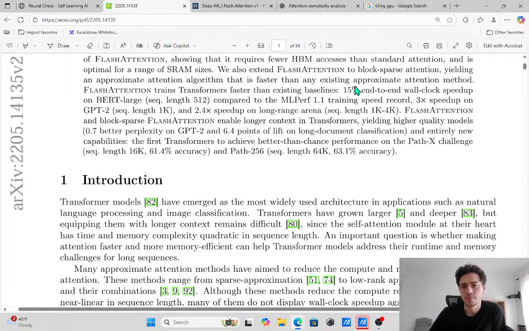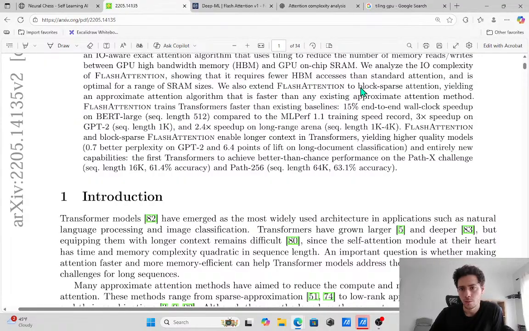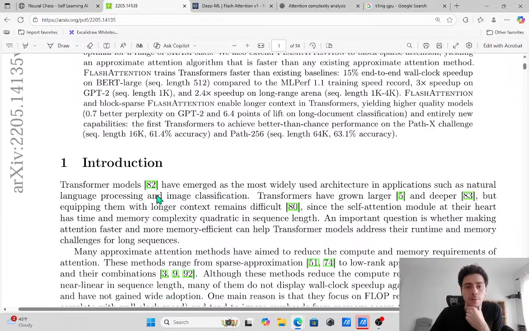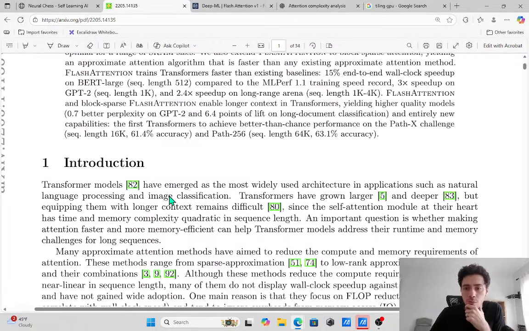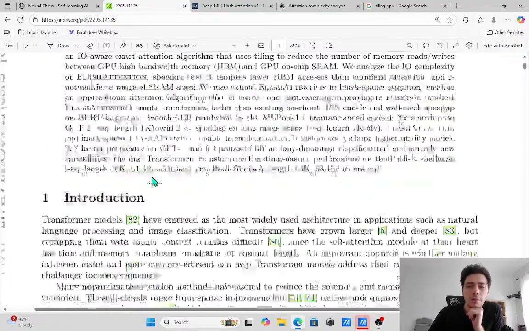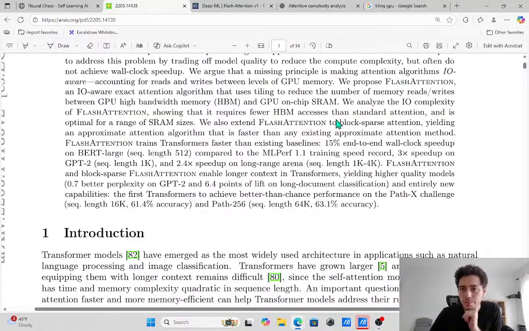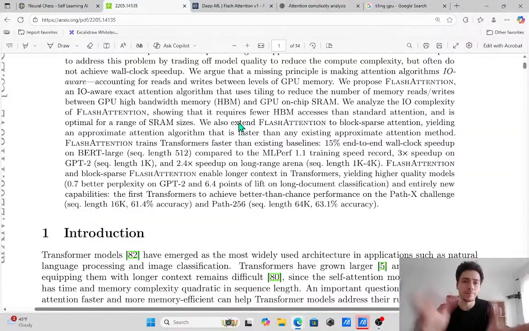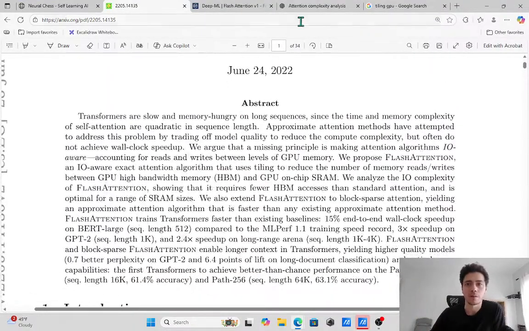I think we're going to come back to block sparse attention. We'll come back to this one. Okay. Transformer models. You know what? What is it? Block sparse attention. Let's just finish understanding the abstract completely.